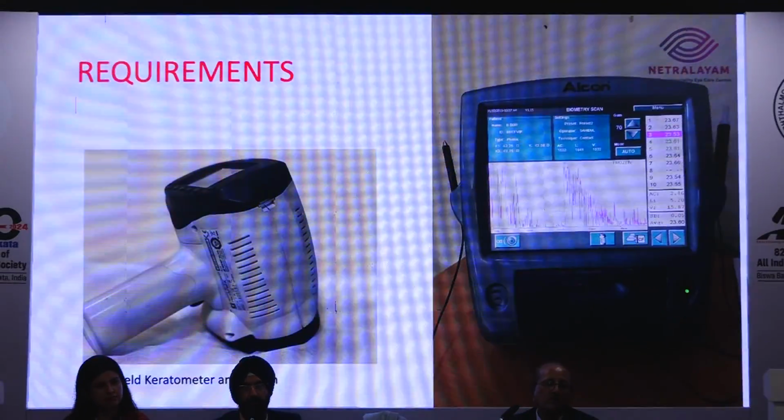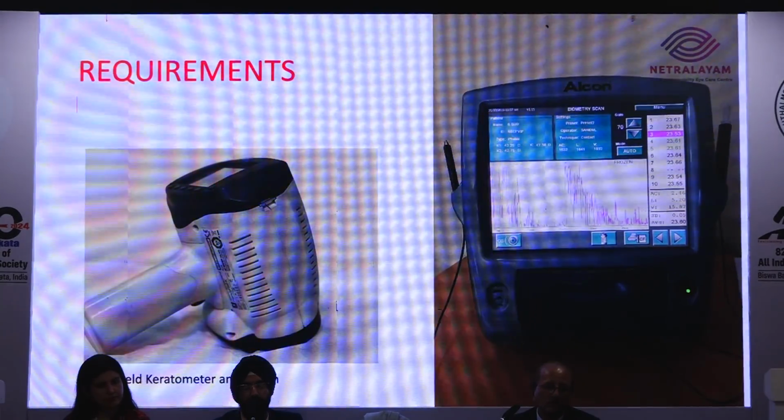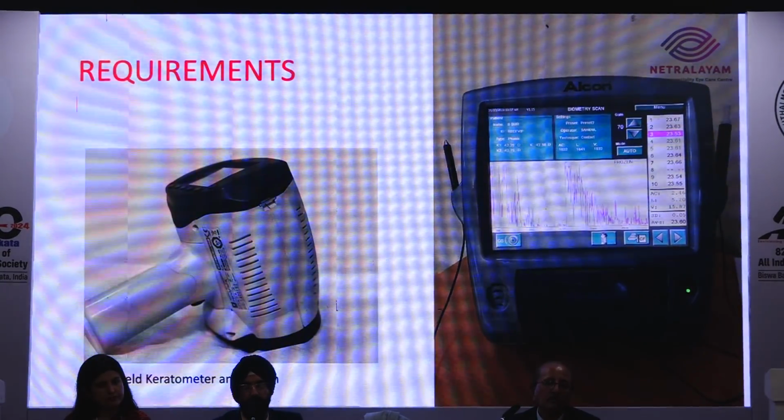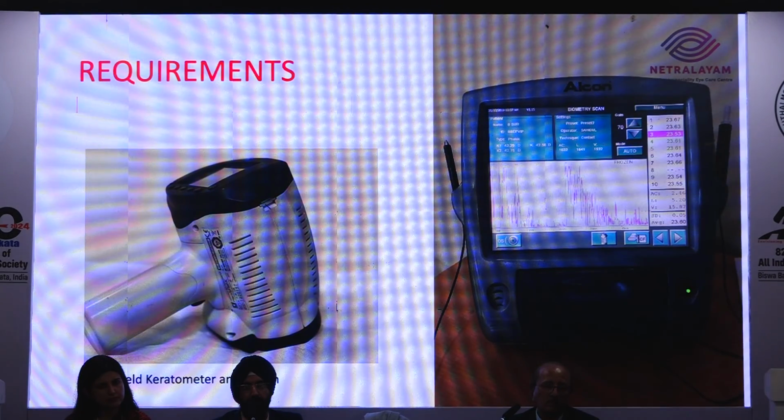Requirements: I think anyone having a full-fledged pediatric cataract unit will have to have a handheld keratometer along with a normal ultrasound A scan, because if the child is not cooperating and we are doing biometry under general anesthesia, then we need a normal contact A scan or an immersion A scan.